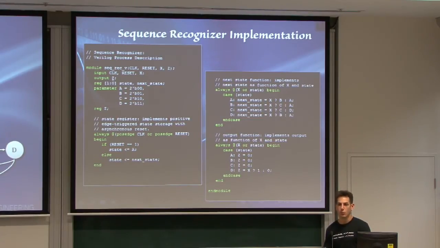I will have one input X, as well as a clock signal, because I do need a clock, and a reset signal that will take my sequence recognizer back to its state A, if I'm resetting the machine. I will have two registers of 2 bits each. One of them will be the current state.